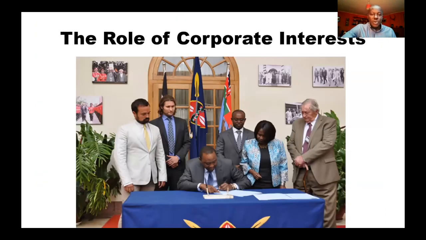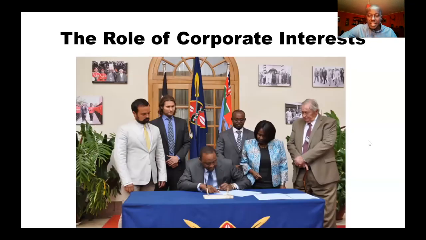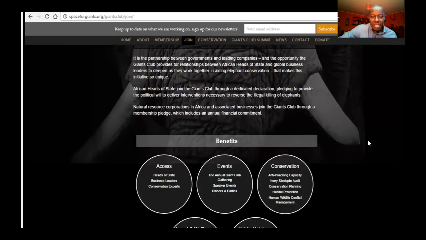The role of corporate interests. This is our president signing a document to conserve elephants. The gentleman in the dark suit behind him is the director of an organization called Space for Giants. You can check it out online. The guy in the light jacket at the left is Yevgeny Lebedev, a Russian oligarch who sponsors Space for Giants. And once you sign this agreement, you join something called the Giants Club. I'm not sure you can read this, but the Giants Club gives access to, the circle on the left says, they give you access to heads of state.